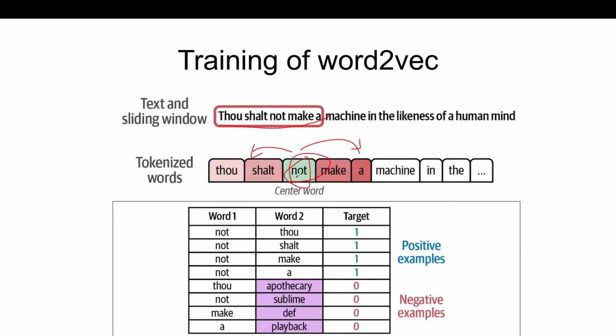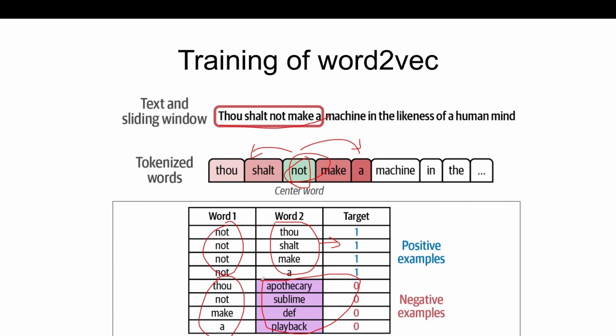So we can use the word "not" to form positive pairs with its neighboring words. As we see here, the word "not" together with these neighboring words forms positive pairs. Also, we can form negative pairs by using a specific word together with any word that is outside its neighborhood. So these words will form negative pairs.